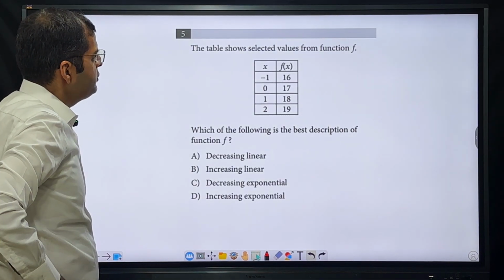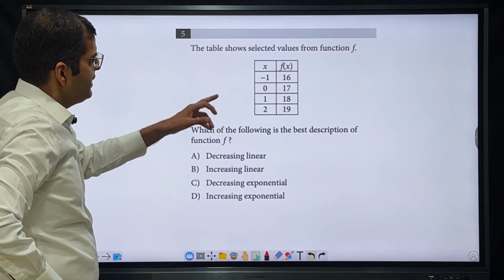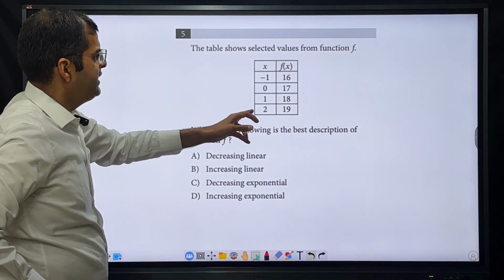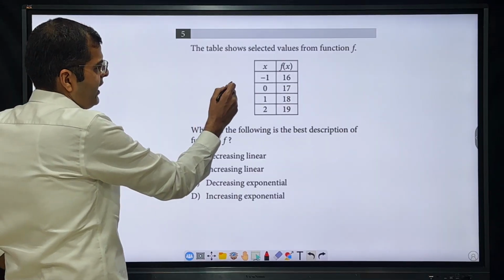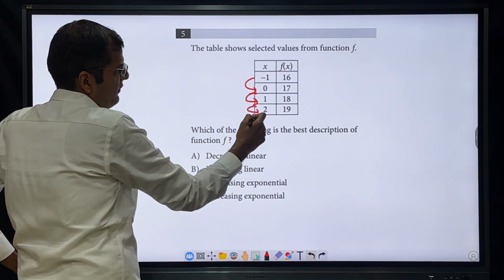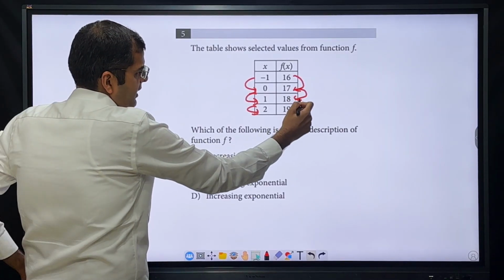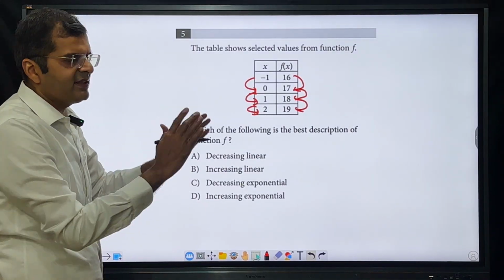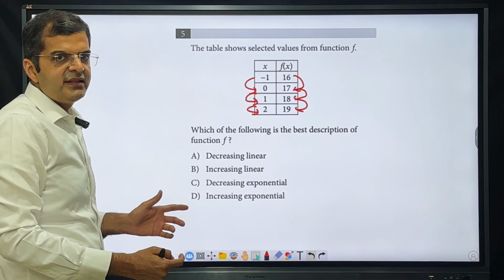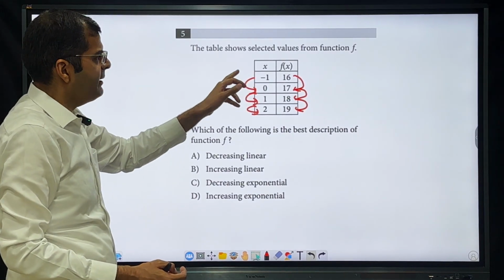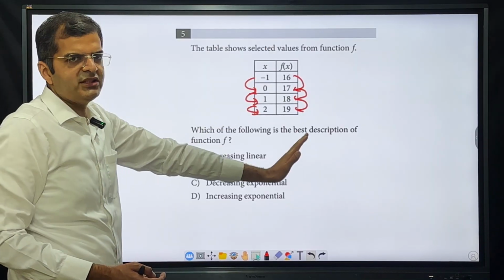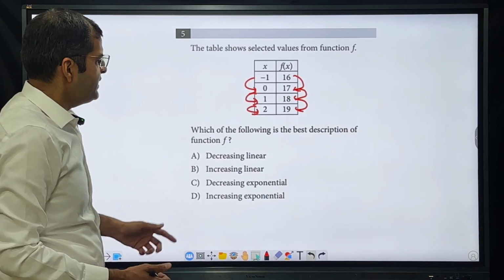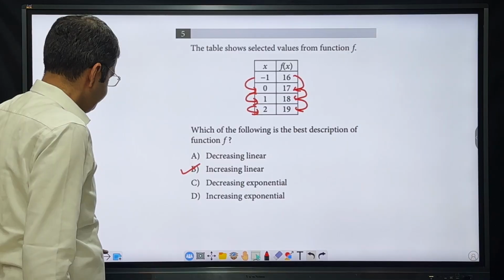Now this says the table shows selected values from function f. X is minus 1, f of x is 16. X is 0, f of x is 17. X is 1, f of x is 18. X is 2, f of x is 19. So every one increment in x, if I am increasing x by 1, f of x is also increasing by 1. That means it's an increasing and linear relationship, because as x increases, f of x increases. It is linear because every step increase will have a similar step increase here. Means if I am increasing x by 1, here also an increase by 1 is happening. So it's an increasing linear, which is option B is correct.